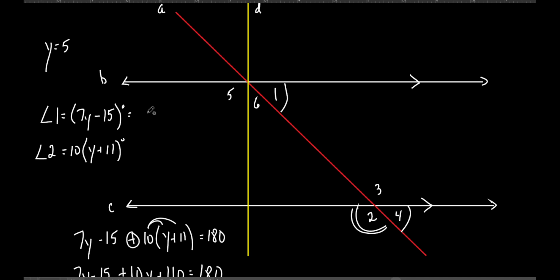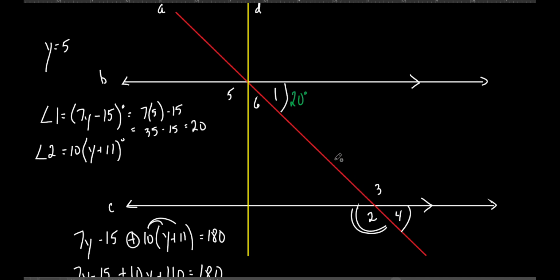Right here? So angle 1 is 7 times 5 minus 15. 7 times 5 is 35 minus 15 is, it's 20. So angle 1 is how much? So angle 1 is 20 degrees. Now watch. Once you find one of the angles, all the other ones should really just fall into place. Okay?